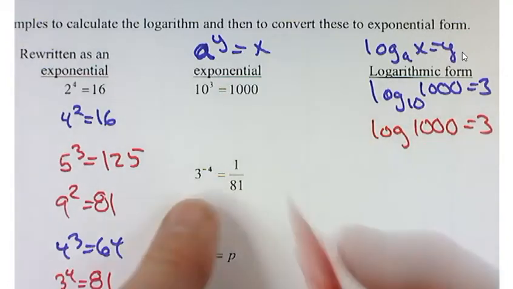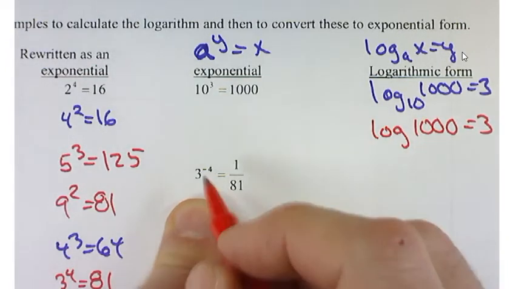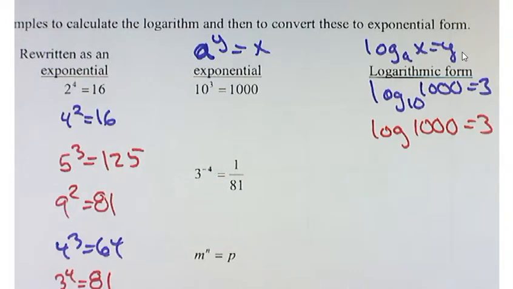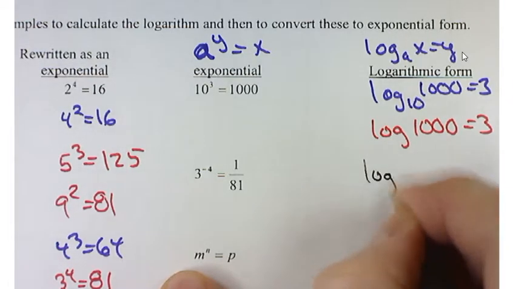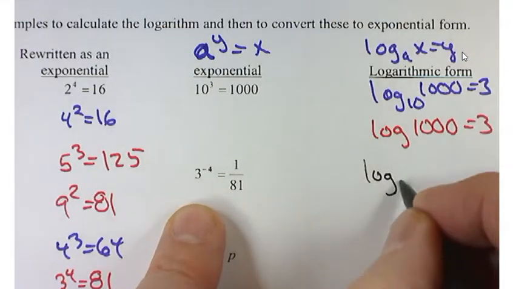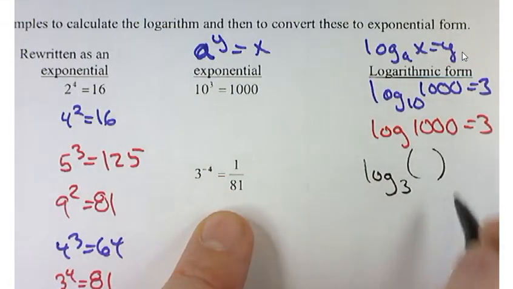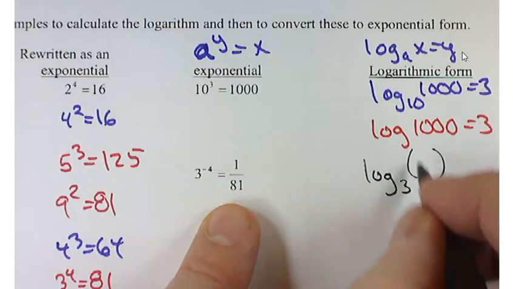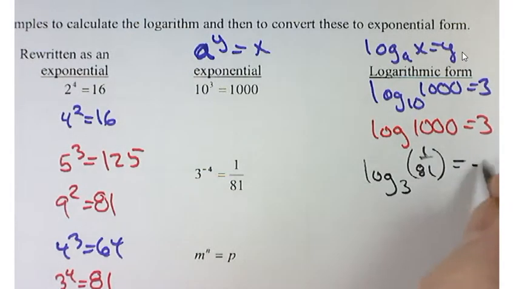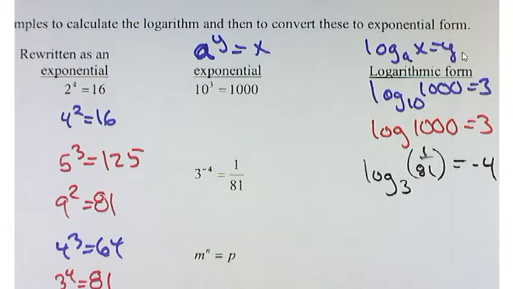Thank you. Let's try another one. It's again going to be log of some base. So log base what? 3 of x, which is 1 over 81. And what's that equal? -4. Nice.